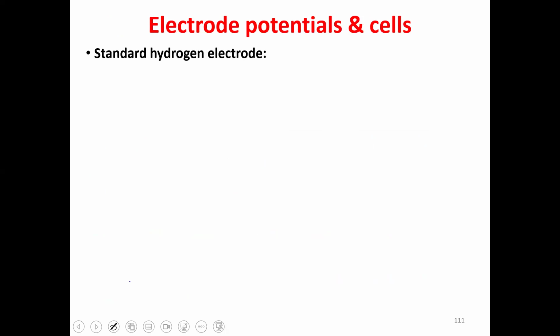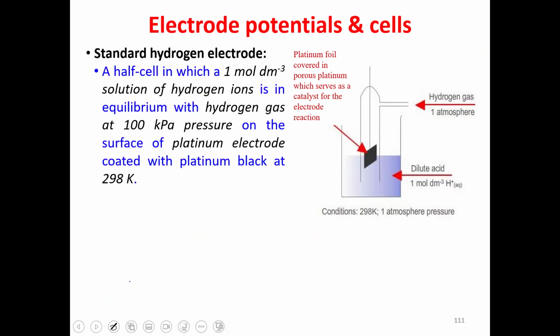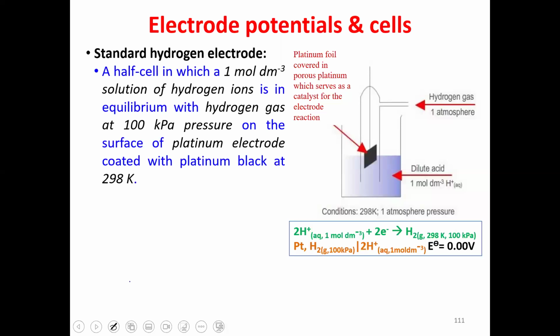We were just discussing it. Look at this. Hydrogen is pumped in at 1 atmosphere. We have a dilute acid, and the conditions are the standard conditions. Now, what is the significance of the hydrogen electrode? It is used to calibrate other half cells because we assume that the value of electrode potential for the hydrogen half cell is always zero. Look at the equation and look at the way we write for this.